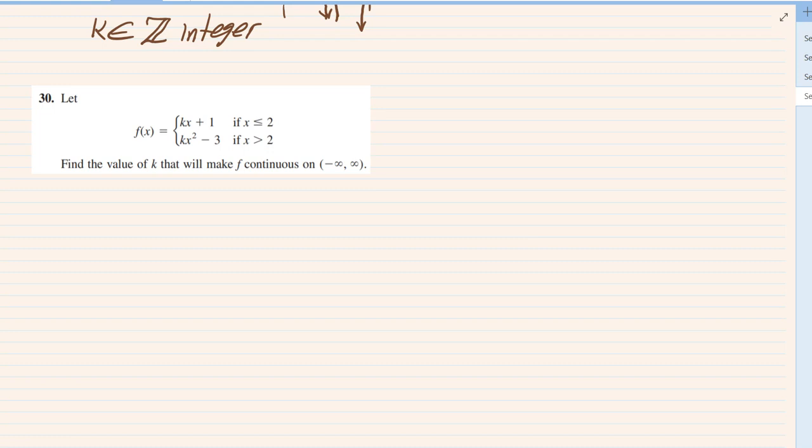So I'm going to say for this exercise that the limit of kx plus 1, right, that limit has to equal the limit of kx squared minus 3.